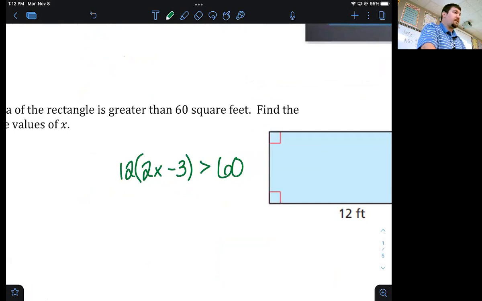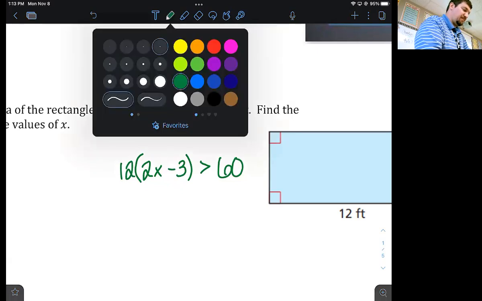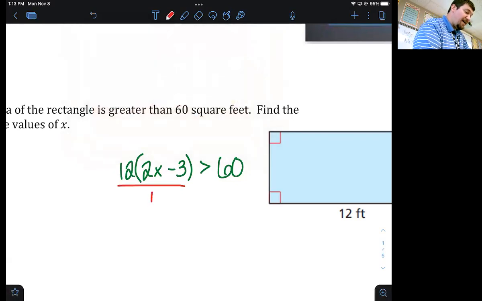Deegan, I haven't heard from you yet. No, Deegan, I did hear from you. But I'll let you go ahead and answer since you wrote the problem. What else could I do, Deegan? You could divide by 12. 12 actually goes into 60. So this would be one that you could do that on. That would just give you 2x minus 3, because that's gone now. And Deegan, what's 60 divided by 12?